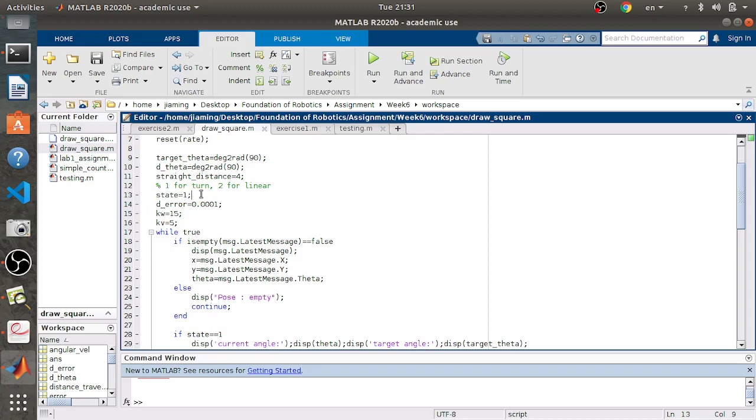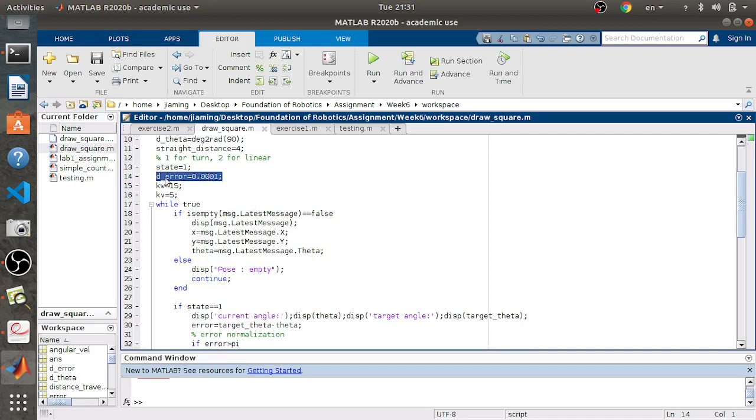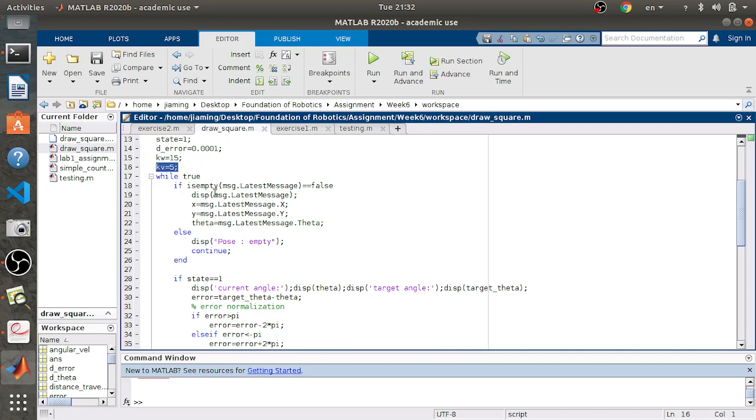And I define a state here. State 1 means that it is undergoing the turning motion, and state equal to 2 means that it is undergoing the linear motion. And here I define the D error, which means that if the difference between the target and the current angle or current distance is less than this value, then it will proceed to another step, which is either the linear motion or the angular motion. And here is the gain for the angular velocity, and this is the gain for the linear velocity.